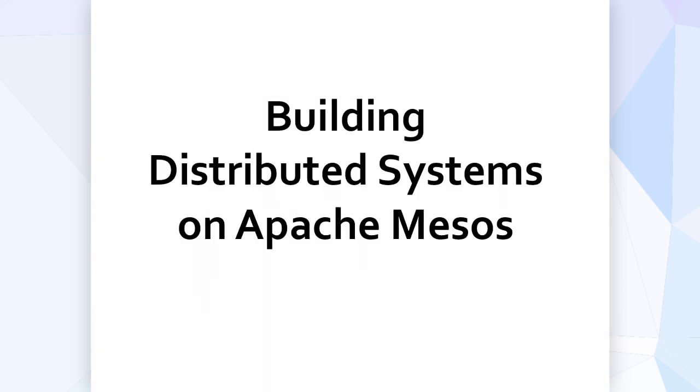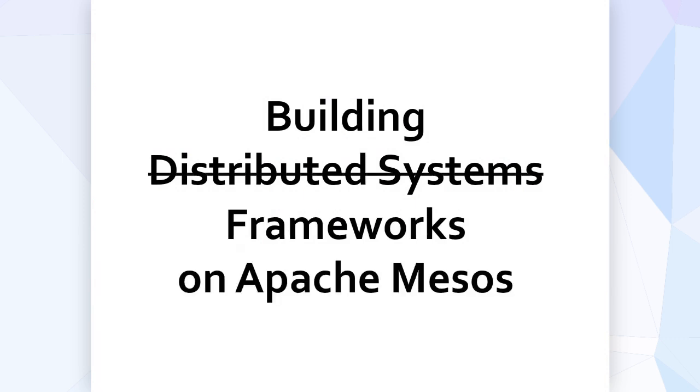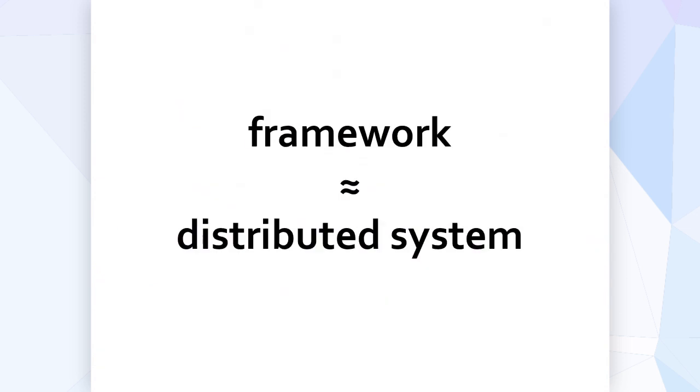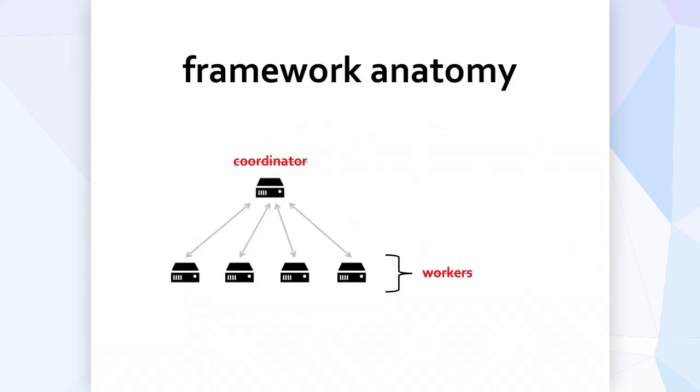Now, this talk was not called Building Distributed Systems on Apache Mesos. It was called Building Frameworks on Apache Mesos. And that's because, more or less, we think of a framework as a distributed system. So if you look at a distributed system anatomy like we looked at, and take a step back and ask what is in the framework world, well, we don't call it a coordinator, and we don't call them workers. We call it a scheduler, and we call what you actually end up running tasks and or executors, and we'll talk a little bit more about that in the future.